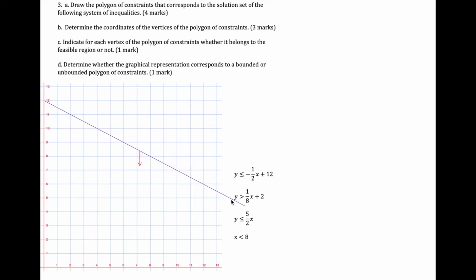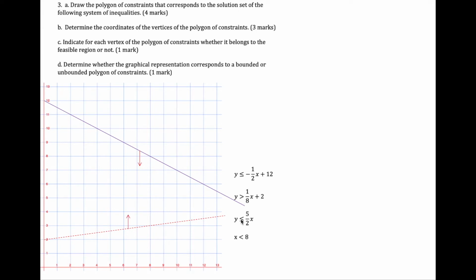The next one, y is greater than 1/8 x plus 2. So my b value is 2. Right here, my slope is 1/8. So my delta y is 1, my delta x is 8. So I'm going to move over 8 and then up 1 like that. So I'm going to go through that point and my b value 2. It's dotted because y is greater than, it's not equal to. And because it's greater than, we're going to be shading above.